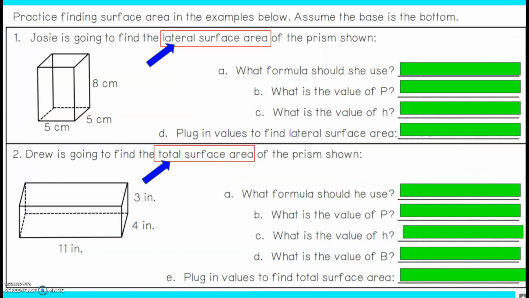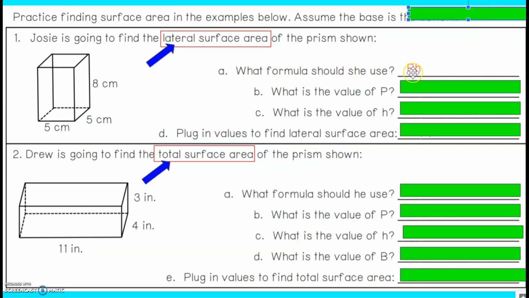So let's try two problems out. Josie is going to find the lateral surface area of the prism shown. So we're going to go through that. We've got to figure out what the formula is. Well, if we want lateral, we're going to use the formula perimeter of the base times the height of the figure. So remember, capital P stands for perimeter of the base.